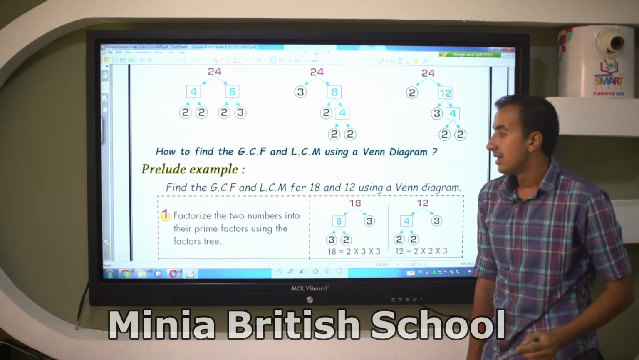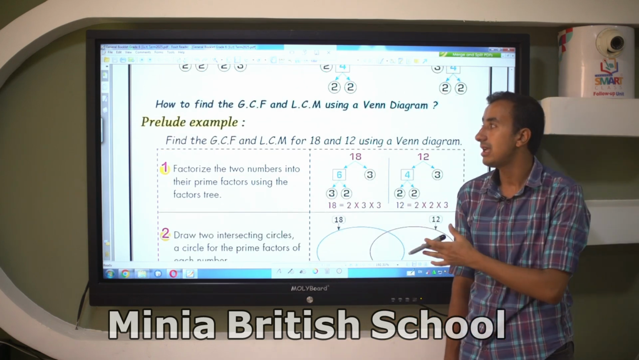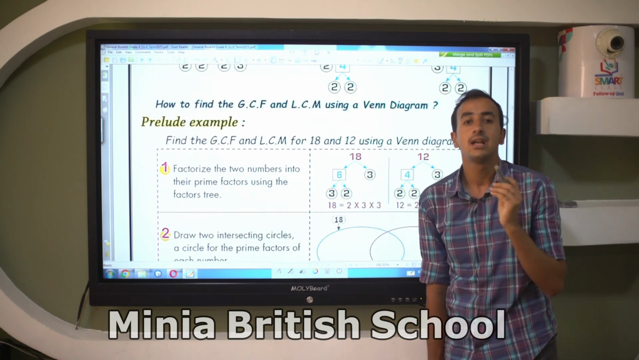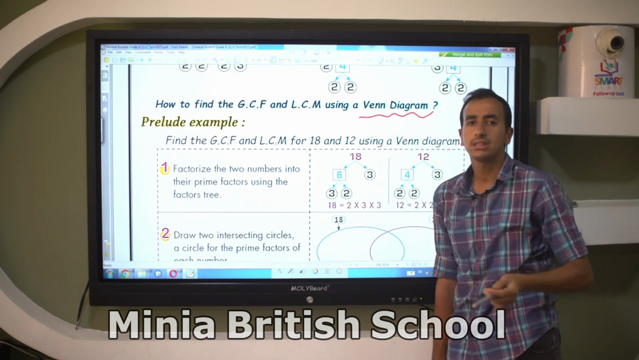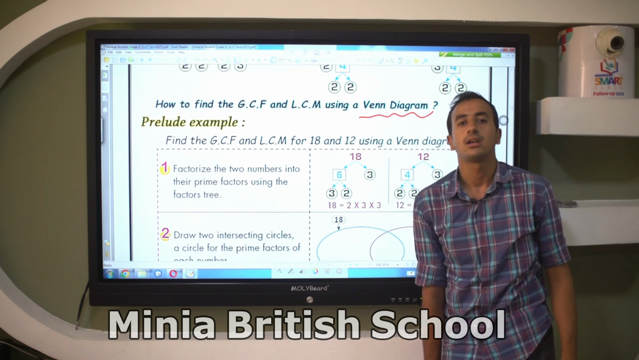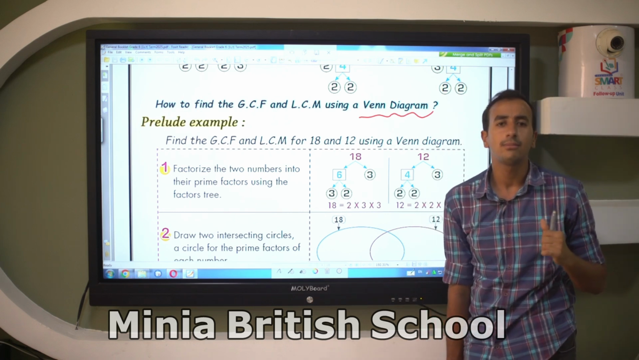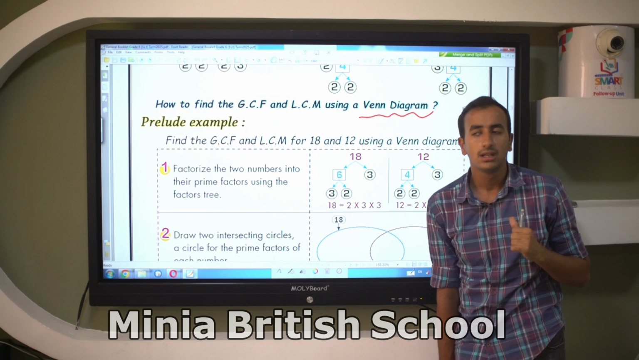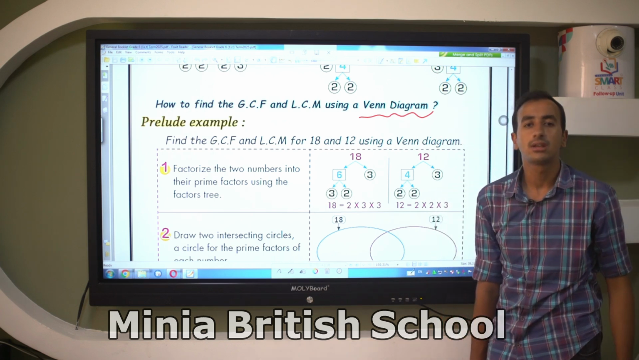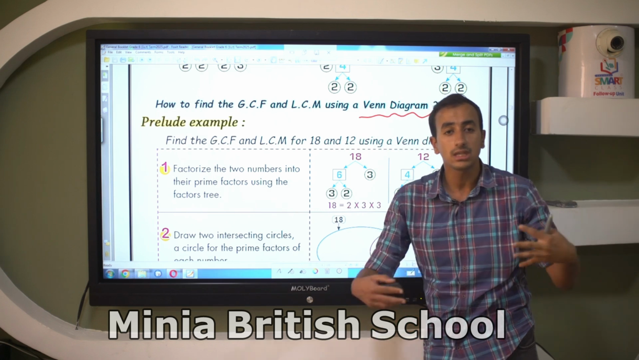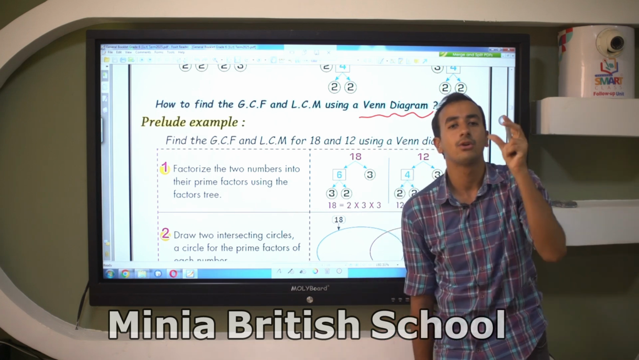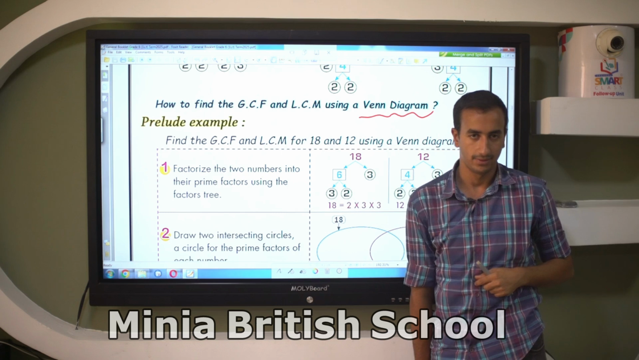Yes. Here, how to find the greatest common factor and the least common multiple by using a Venn diagram. What is the meaning of Venn diagram? Yes, I took Venn diagram in grade 3. Here we have two circles. I can touch them and intersect them with each other to make a common factor between them.